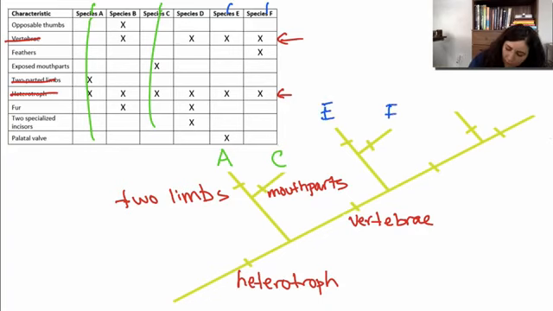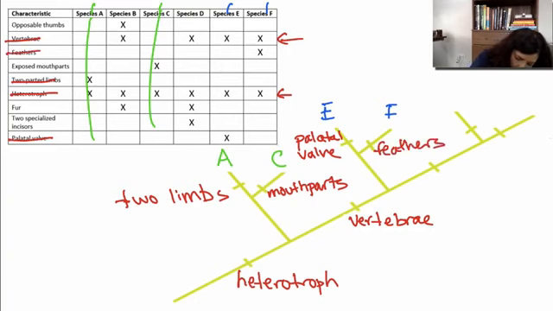Once again, it doesn't matter the order, I just need to be consistent. And then I'll look, so species E has vertebra, that's already on there. Heterotroph, that's already on there, and then it has palatal valve. So that's going to be the trait I'm going to write here next to it. I'll cross that off. And then F, on the other hand, has vertebra and feathers. That's going to be the new trait, so feathers. I'll cross that off, and then I'll just go ahead and cross both of these off the table to keep myself organized.